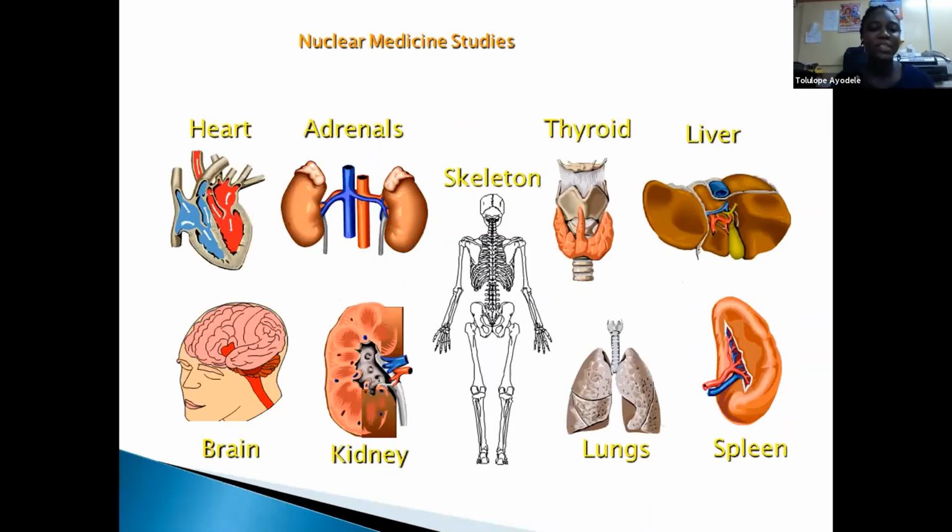Here is a typical illustration of what we can use nuclear medicine to do. Nuclear medicine can be used to image the heart, the adrenals, the skeleton, the thyroid. The list is a bit endless. You can use it to image the brain, and also detect the function or any abnormalities inside any of these organs.